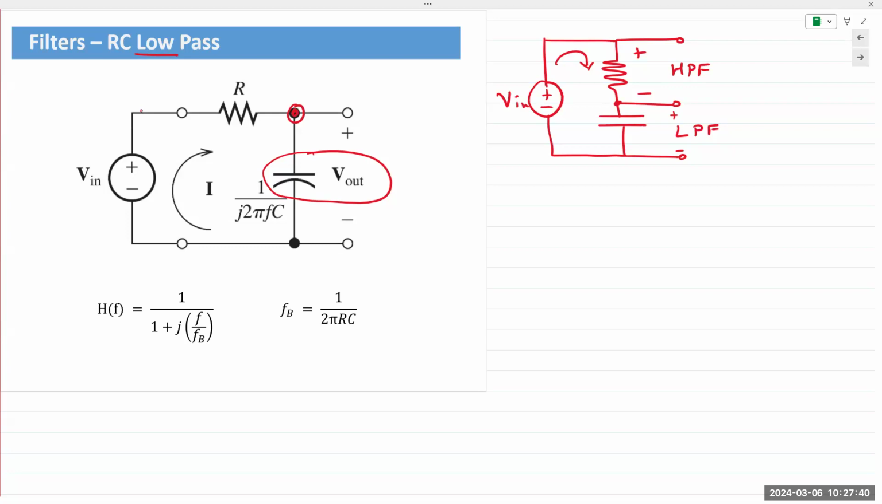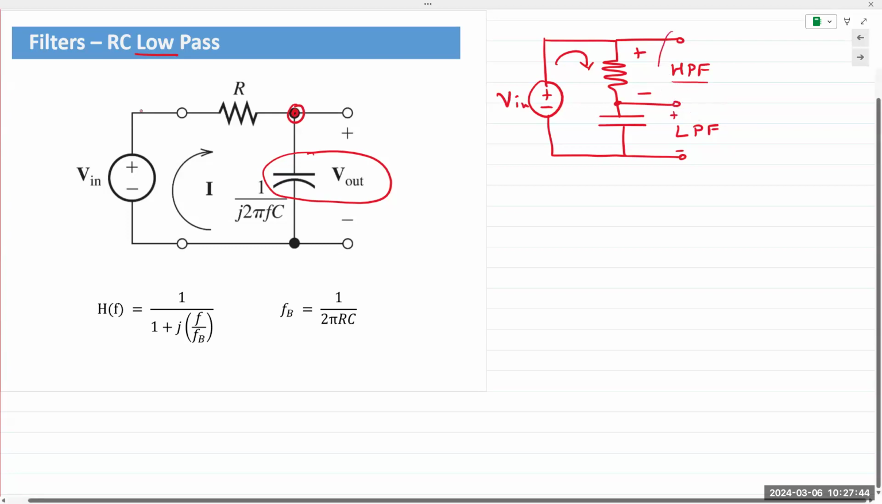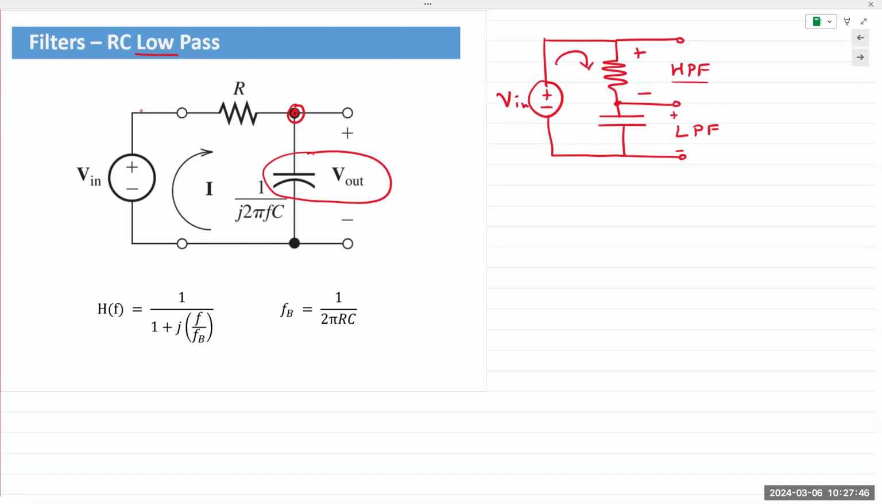So high pass, HPF, if you take the output across the resistor, so it's plus minus here. And if you take the output across the capacitor, it's low pass, meaning only low frequencies are allowed to pass through. Again, this is just an initial point that I'm making, but we'll look at the explanation in just a few seconds.